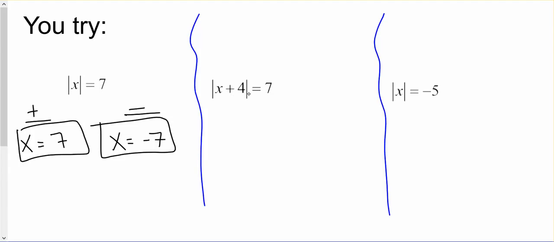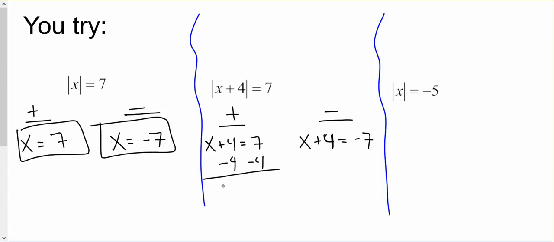Our next one, we have absolute value, so we're going to go right into our positive and negative. Our positive side, x plus 4 equals 7. Our negative side, x plus 4 equals negative 7. Don't forget about your negative side. To solve this, inverse operations, subtract 4 from both sides. 7 minus 4 is 3.